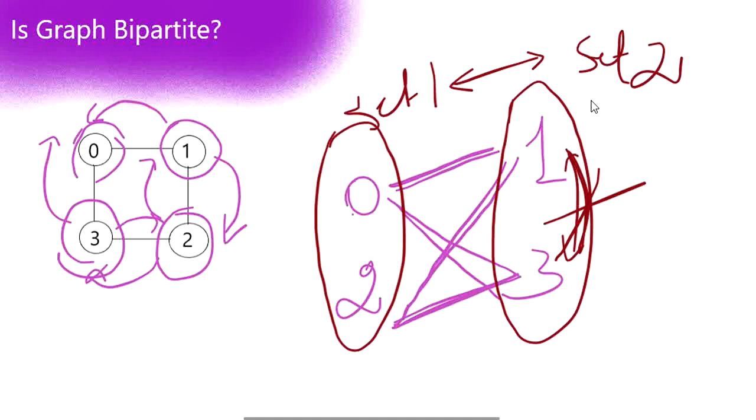That is, a graph should be divided into two sets where the nodes from set 1 are connected to nodes from set 2, and nodes from set 2 are connected to nodes from set 1. But the nodes inside a set should not be connected to each other. So let's see how we are going to approach this problem.